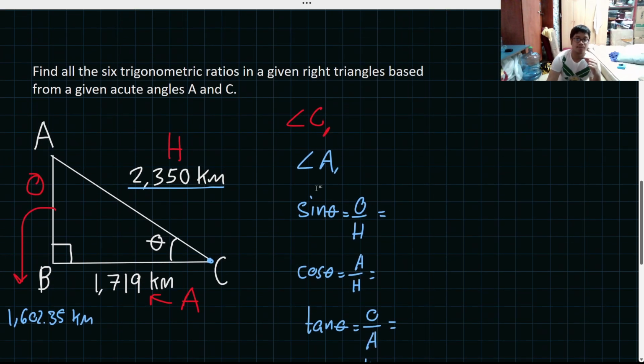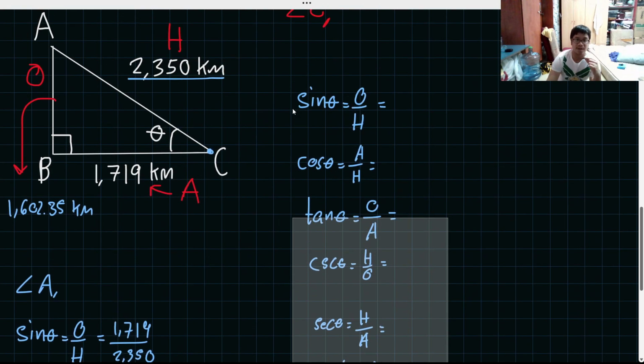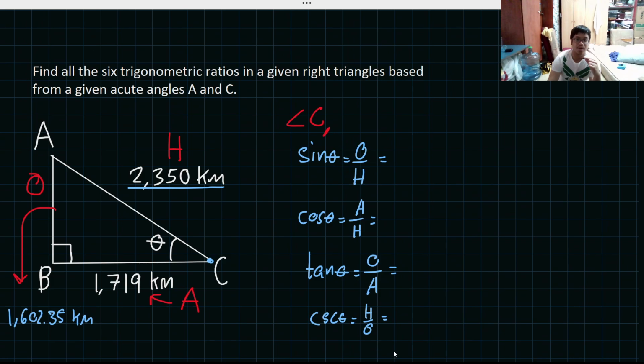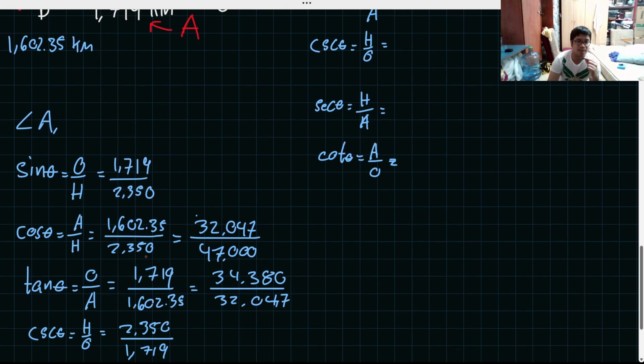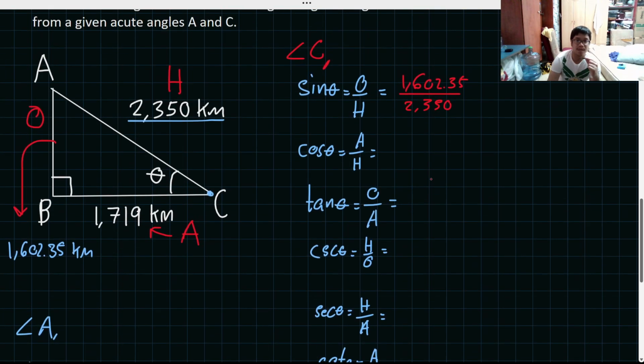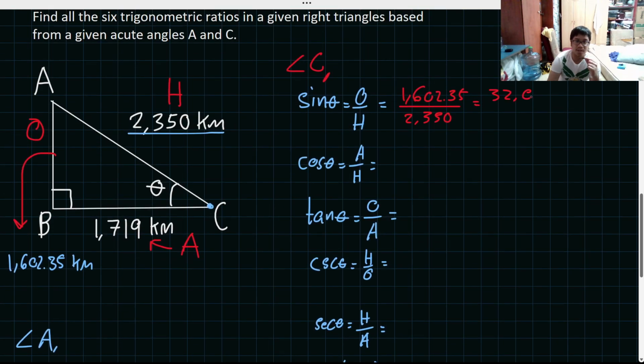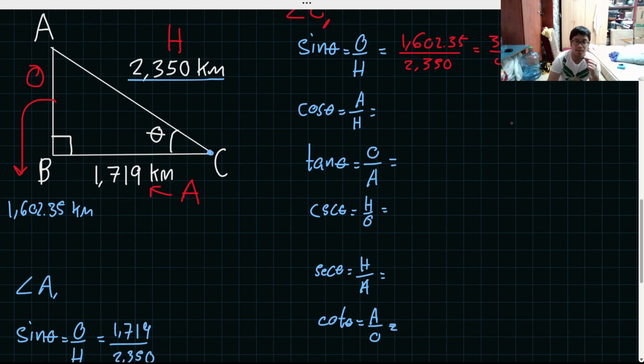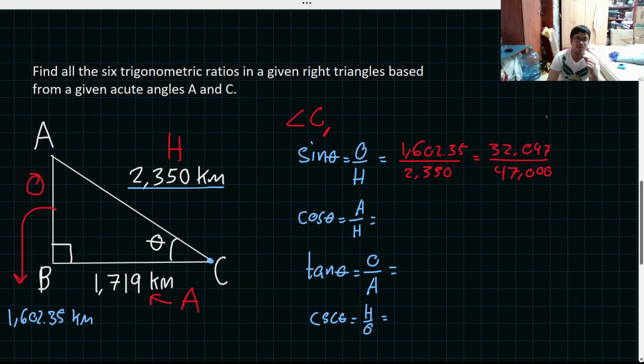Okay. So at angle C, let's find the trigonometric ratios. For our opposite, we have 1602.35 all over the hypotenuse, which is 2350 kilometers. That's our sine. Let's take a look if we can simplify this. I think there's a simplified form of this one. So we can rewrite this as 32,047 all over 47,000. Am I right? Let me take a look. Okay, good. That's for the sine theta.